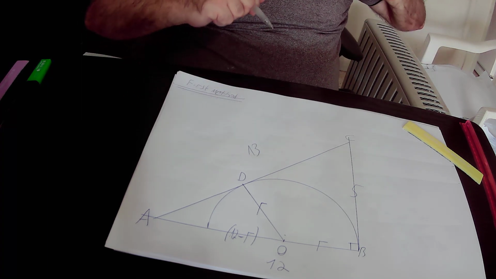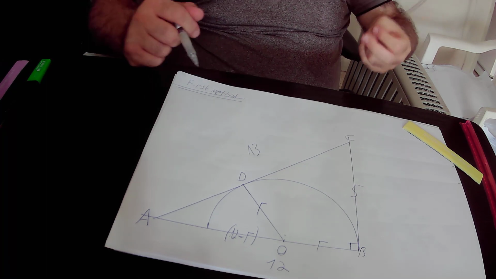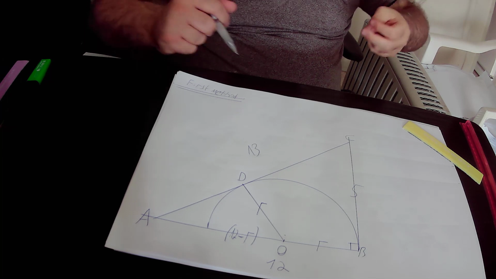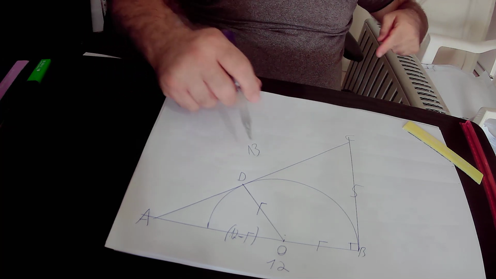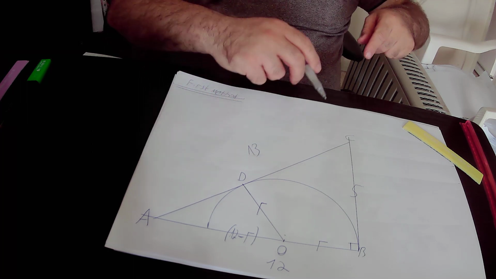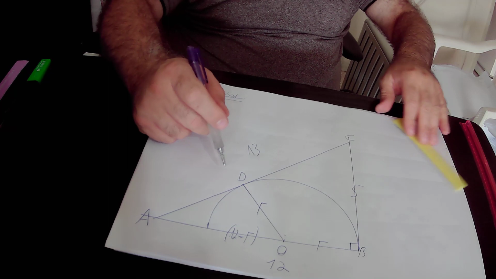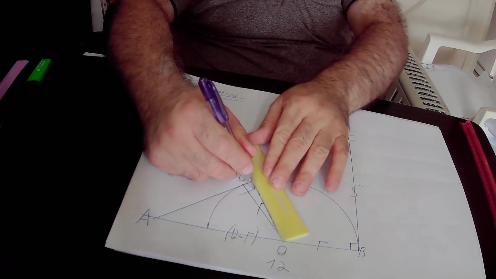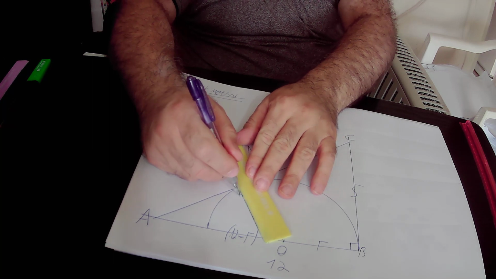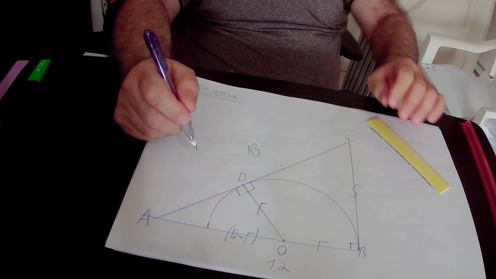Therefore, according to rule number 1, whenever you have a radius that is drawn to the point of tangency, then the tangent will be perpendicular to that radius. That is to say, CA will be perpendicular to the radius DO. That is to say, this angle will be equal to 90 degrees, and this angle will also be equal to 90 degrees. Okay?